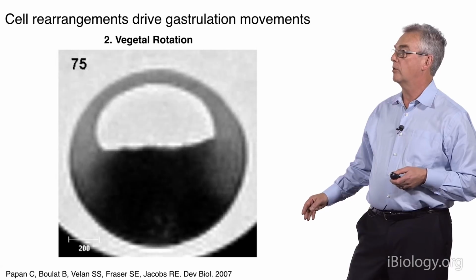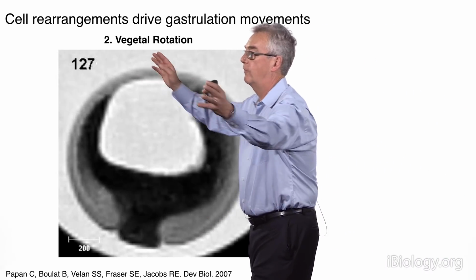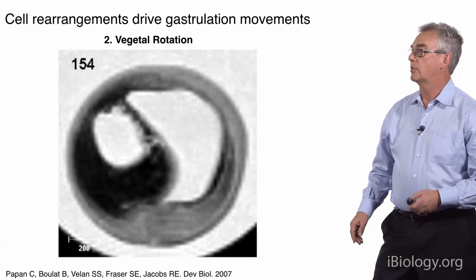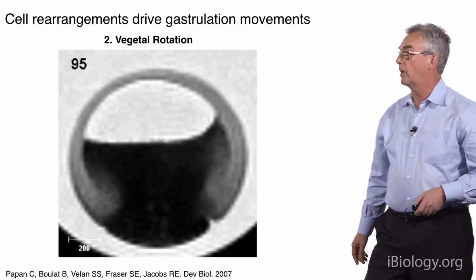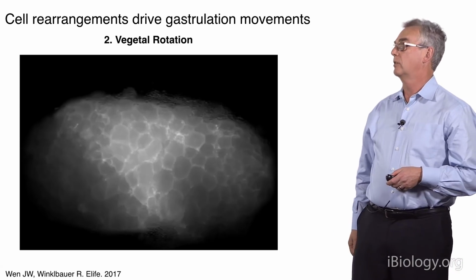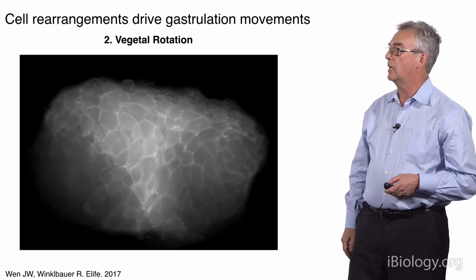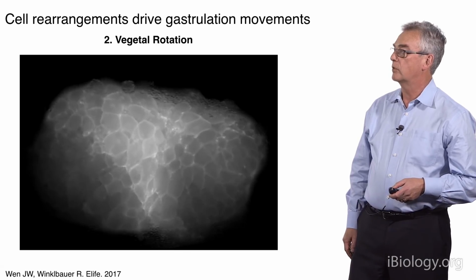So again, this is thought to arise as a result of the rearrangement of cells, so that it's a sort of fountain spreading of cells. And this has been studied recently by Rudi Winklbauer's lab. Here he's taken a slice through that yolky tissue and put it in culture, and he can see this fountain-like movement of cells.